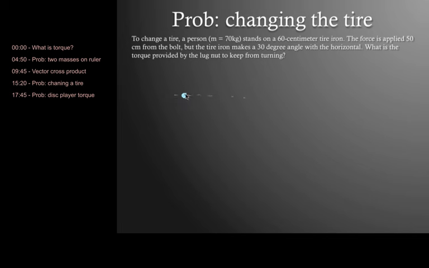So here's our horizontal. The tire iron comes up like this. So here's our R. And now the force is directed straight down. Gravity determines that. So here's our mg, right? This mg is equal to this force. And so this theta is our 30-degree angle.